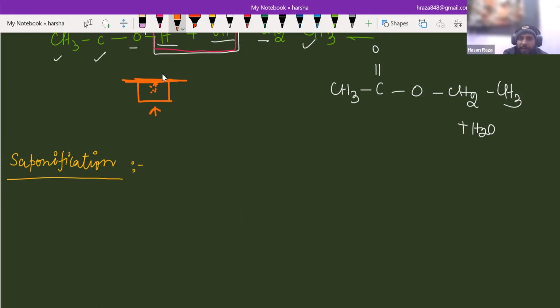In the presence of acid, we will get ester plus water. So in this process, we prepared ester. That's why the process is known as esterification. Okay.